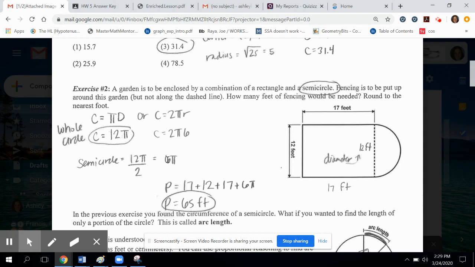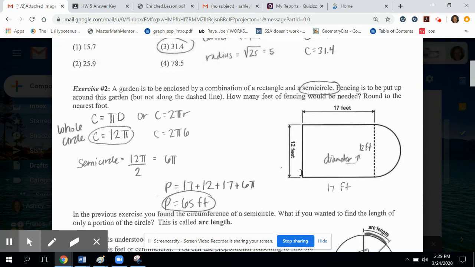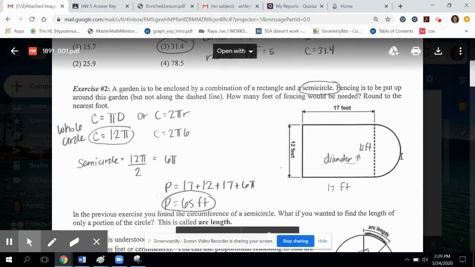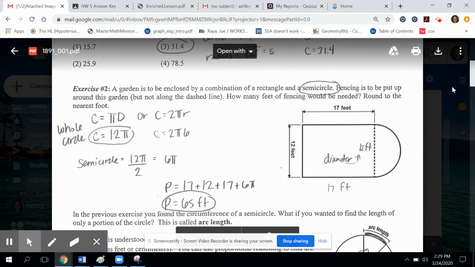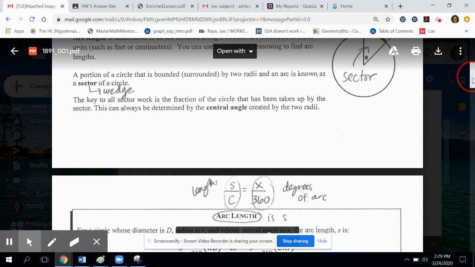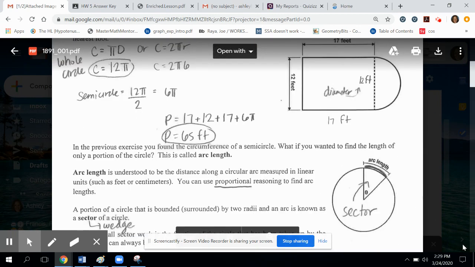And then the perimeter, I want to add all the sides that make up that garden. So definitely 17, a 12, a 17, and then a semicircle of 6 pi. When you put that in your calculator, it will compute around 65, and it says nearest foot, so I put feet on there.